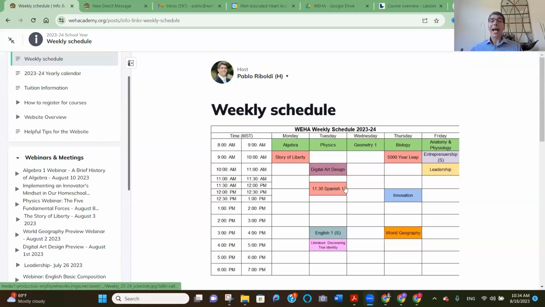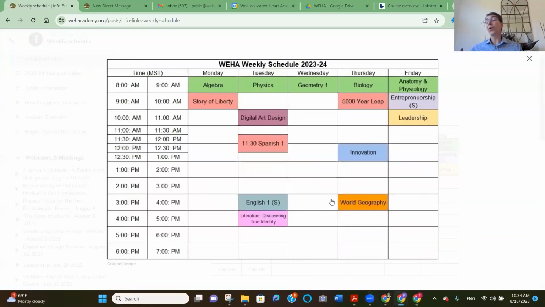Let's talk a little bit more about the schedule, and how to plan your weekly schedule. Let's suppose that I'm a student taking the Story of Liberty, Spanish, and the 5,000-year leap. These are the classes that Mr. Heyman is teaching. So I have one class on Monday, one class on Tuesday, and another class on Thursday.